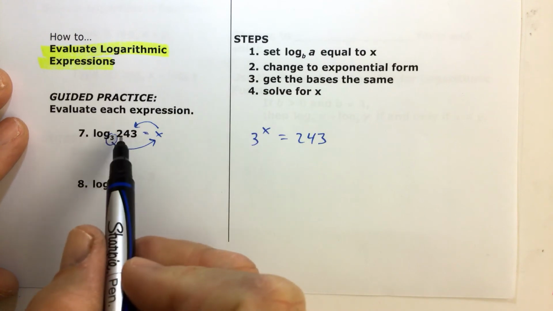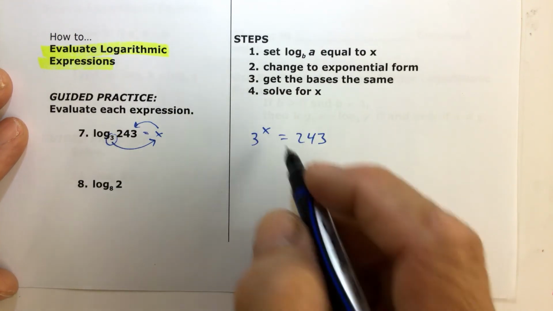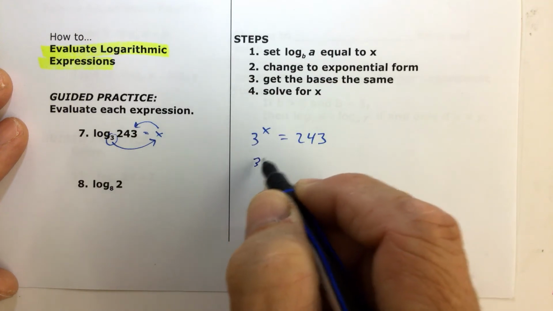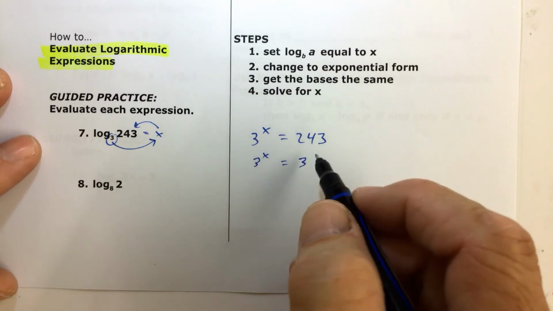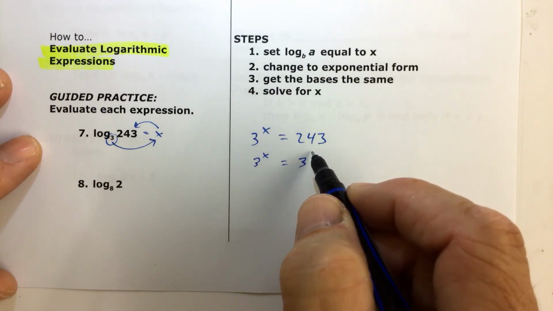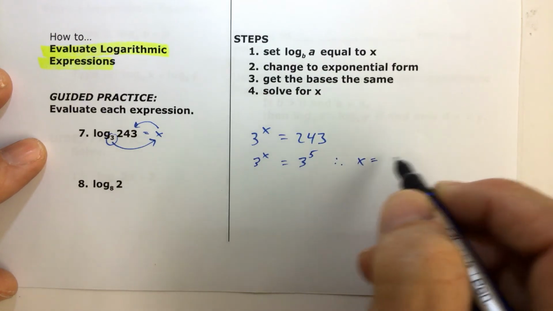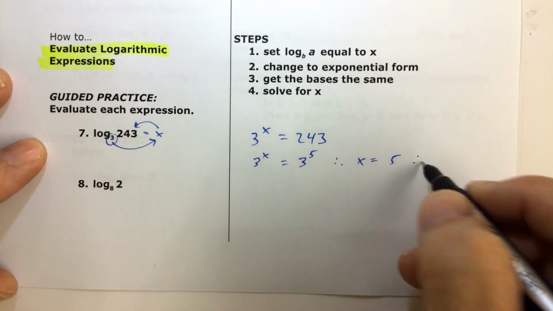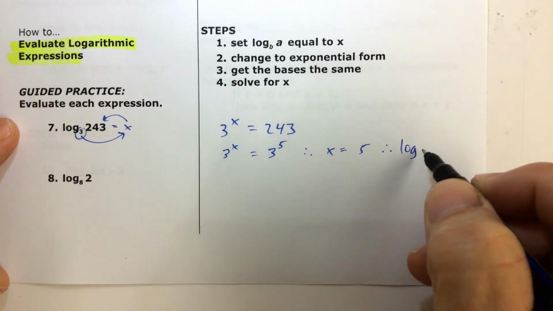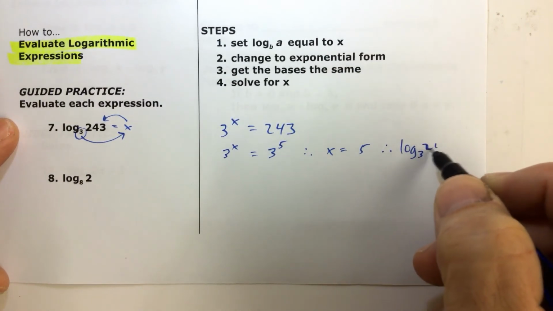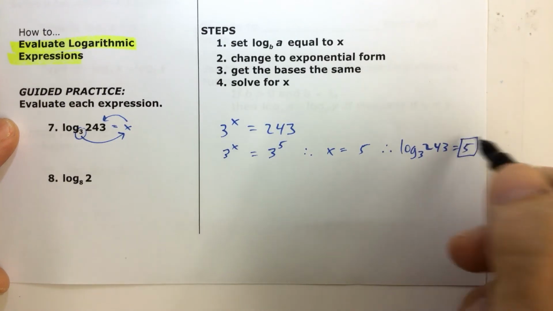All it is, is a real number that you raise the base to get to the answer. And what do we do here? What do we raise 3 to get to 243? Well, if you remember your powers of 3, 3 to the 4th is 81, 3 to the 5th is 243, therefore x is equal to 5, and we want to make sure we make this very clear. The log base 3 of 243 has a value of 5.